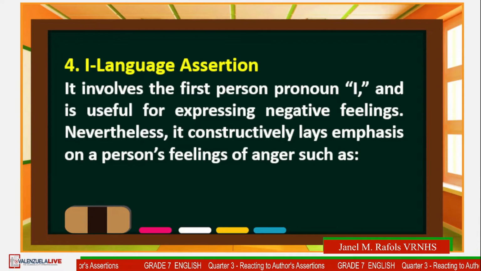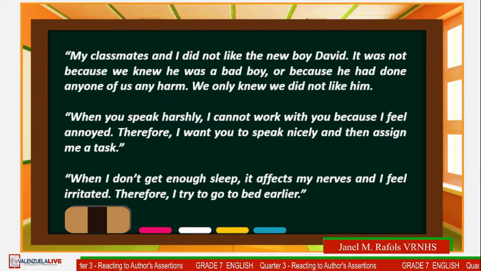I-language assertion. It involves the first person pronoun I and is useful for expressing negative feelings. Nevertheless, it constructively lays emphasis on a person's feelings of anger, such as, my classmates and I did not like the new boy, David. It was not because we knew he was a bad boy, or because he had done any one of us any harm.